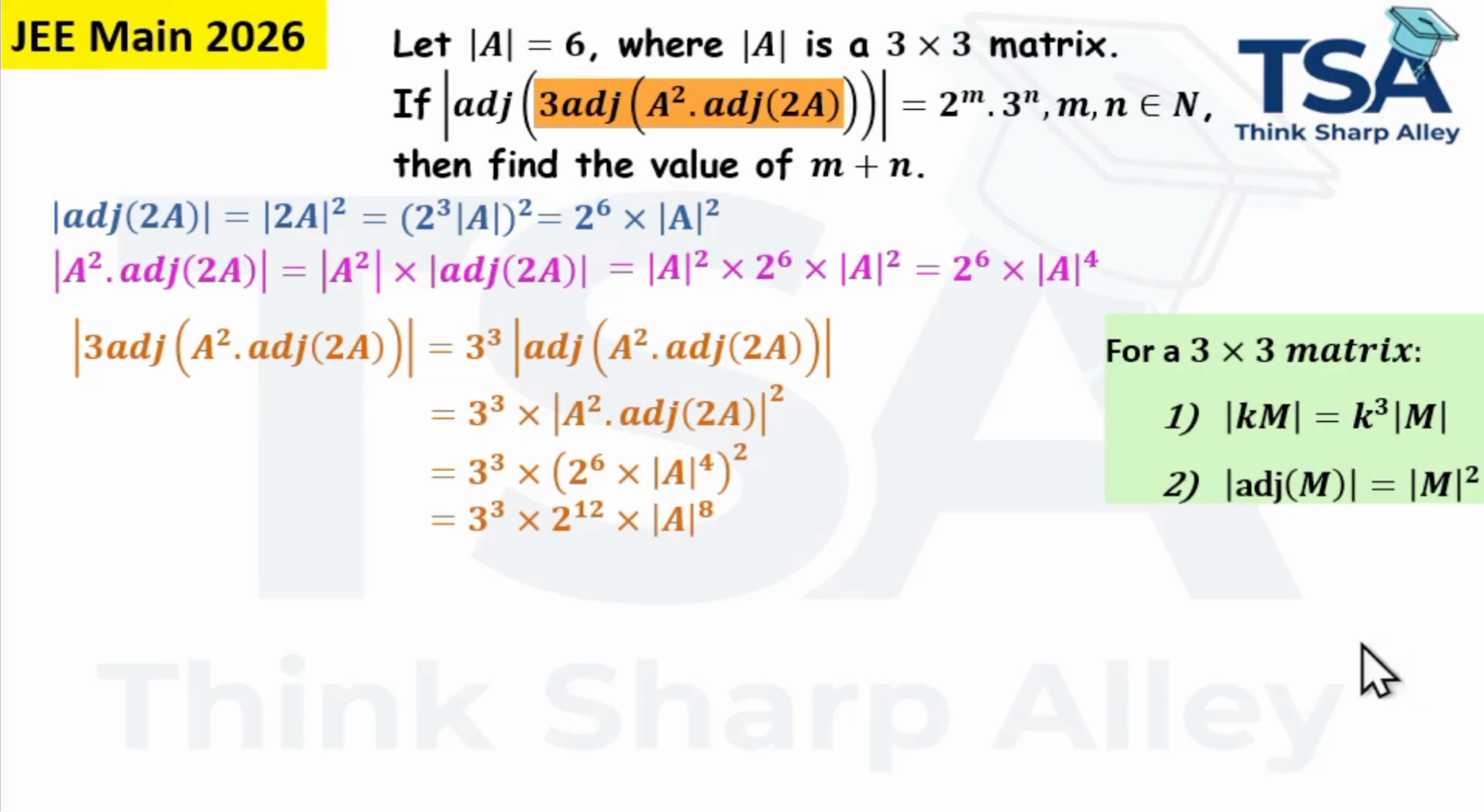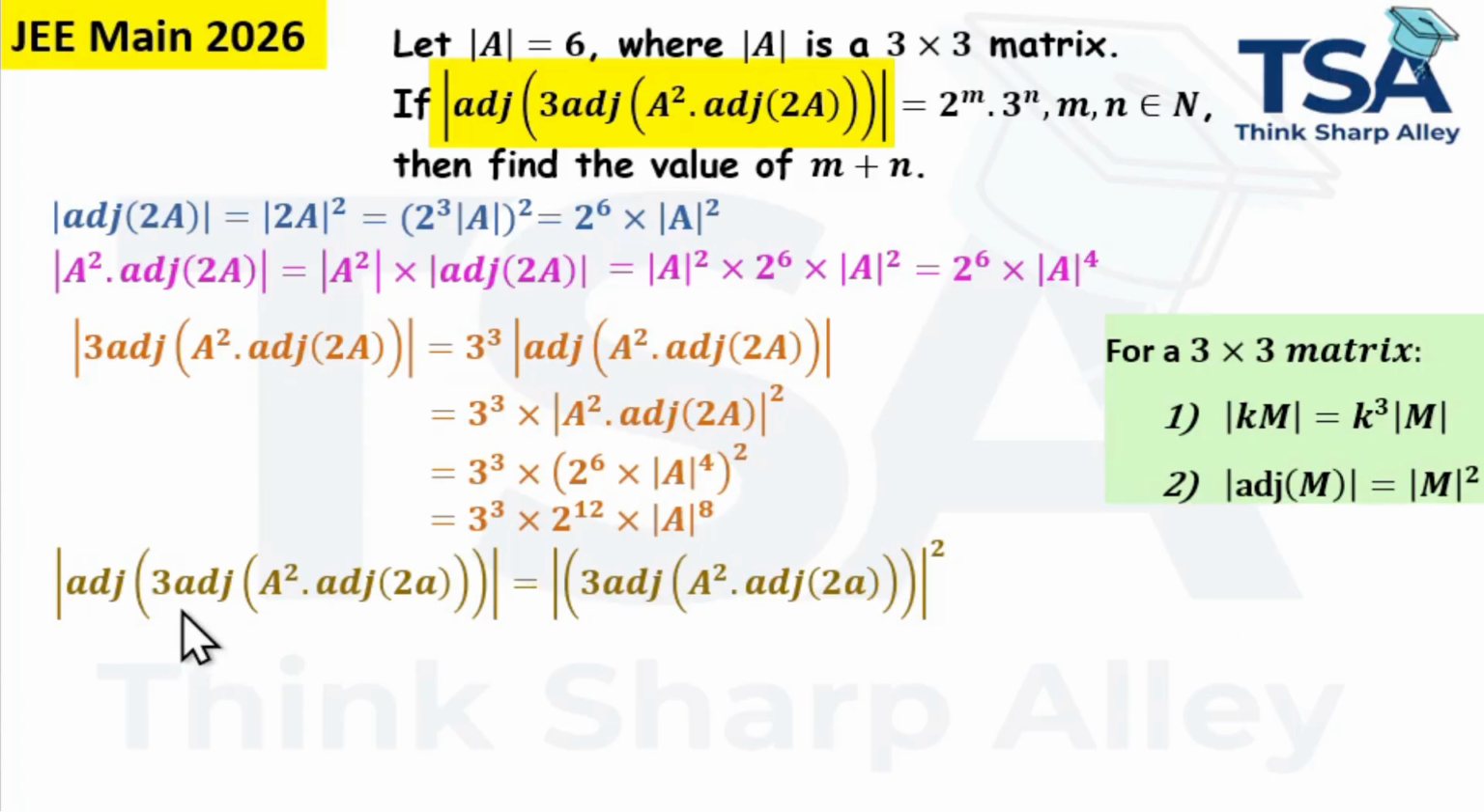We are almost there. The very last step is the outermost adjoint. So taking the entire determinant, we have this. Now determinant of adjoint of this entire thing is equal to determinant of this entire thing to the power 2. Now we have found out the determinant of this entire thing just above. So we'll substitute that in. So we get this whole square. Let's distribute this outer square.